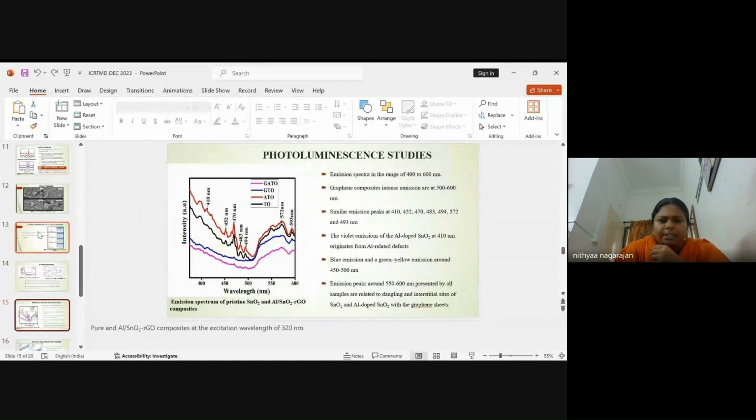The photoluminescence studies with emission spectra in the range of 400 to 600 nanometers are shown. The violet emission of the aluminum doped tin oxide at 410 nanometers originates from aluminum related defects, whereas the emission peaks around 550 to 600 nanometers presented by all samples are related to dangling and interstitial sites of tin oxide and aluminum doped tin oxide with the graphene sheets.